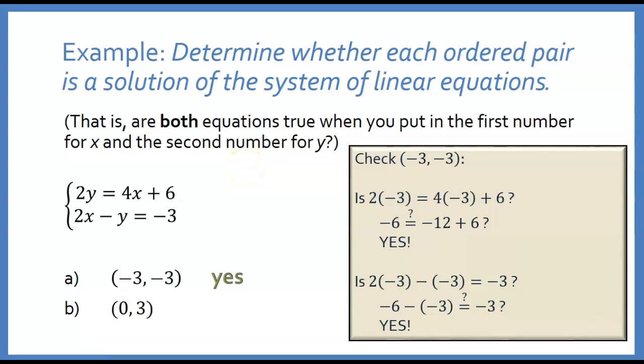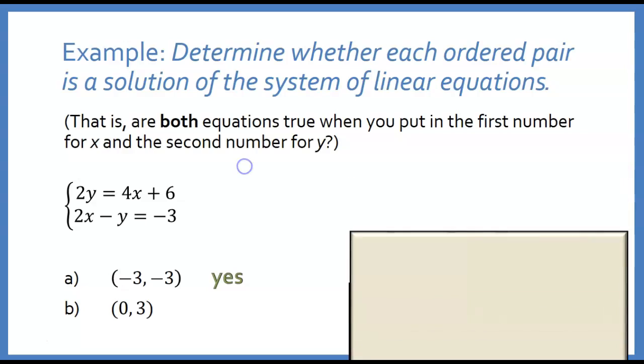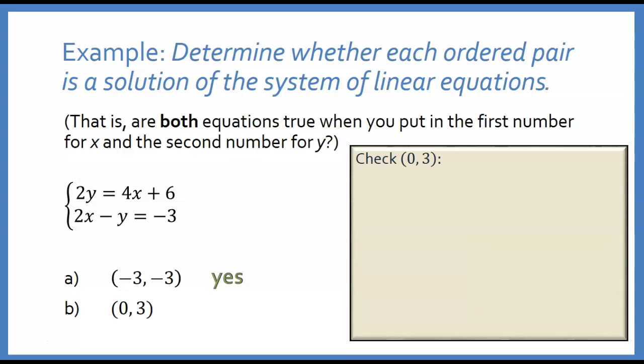Okay, now what about 0, 3? Is that a solution to the system? Let's check it in the first equation. If we put 0 in for x and 3 in for y, it looks like this. 2 times 3, remember we're putting 3 in for y, equals 4 times 0 plus 6. Now is that true? 2 times 3 would be 6. 4 times 0 would be 0. And is 6 equal to 0 plus 6? Yes.